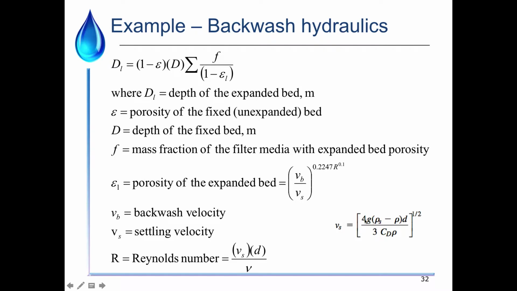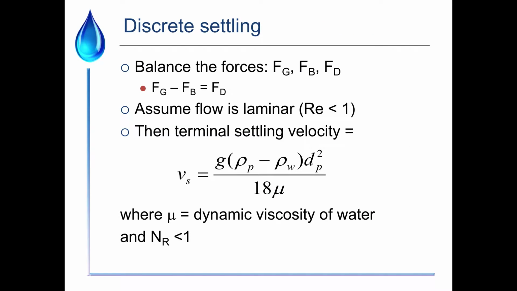Settling velocity: 4 times g times the density of the particle, the density of sand in this case, minus the density of the liquid, times the diameter of that sand grain, all divided by 3 times the drag coefficient times the density of the liquid, and the square root of the whole thing.